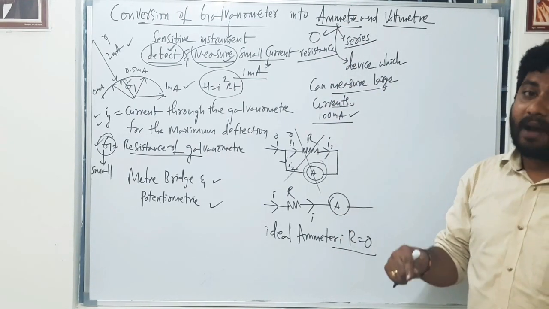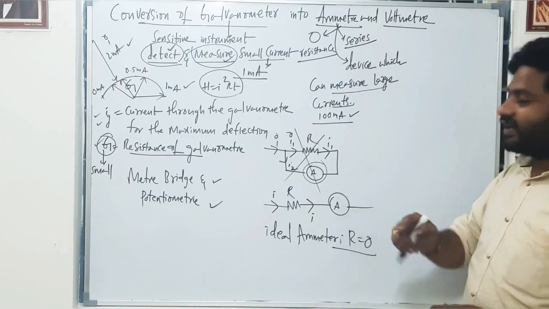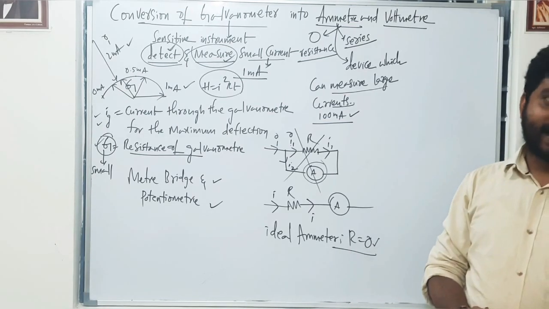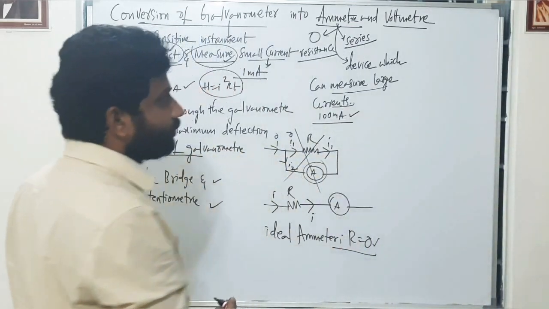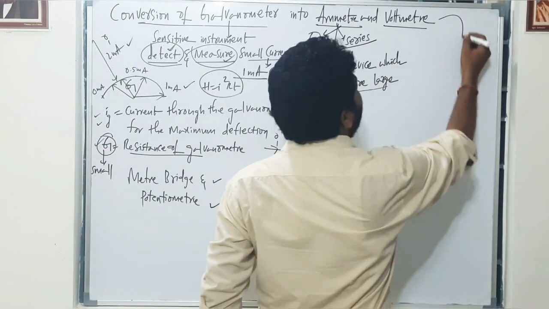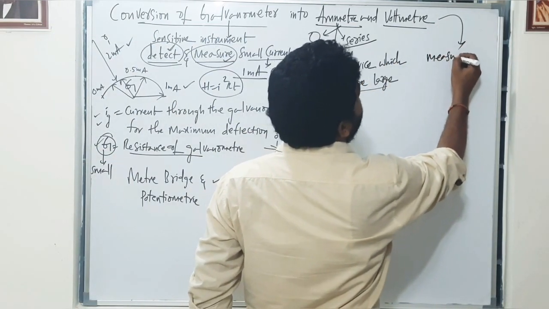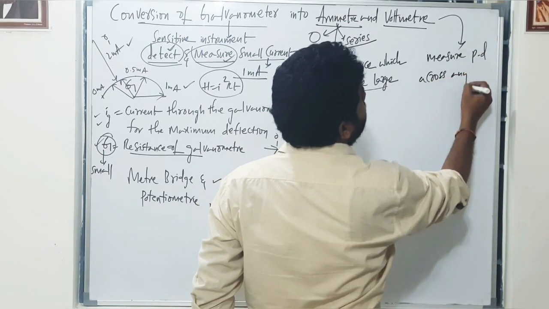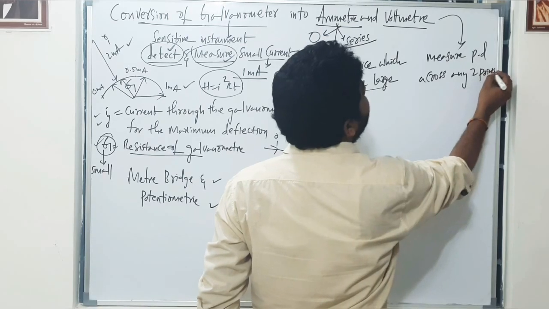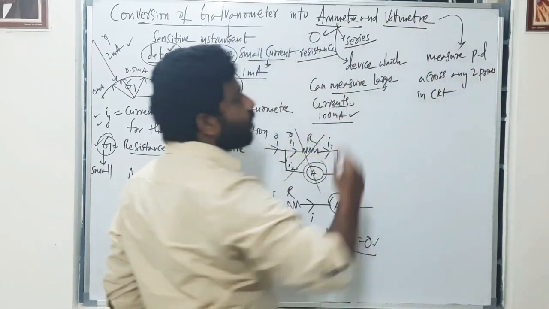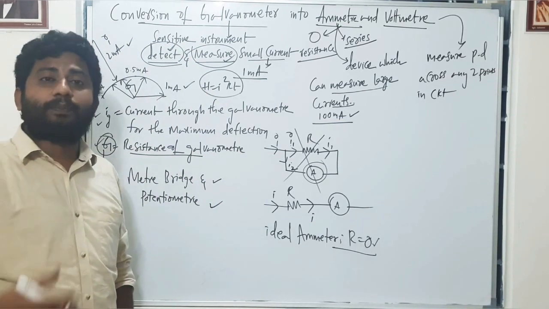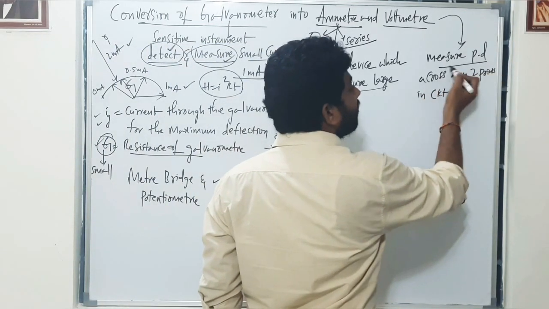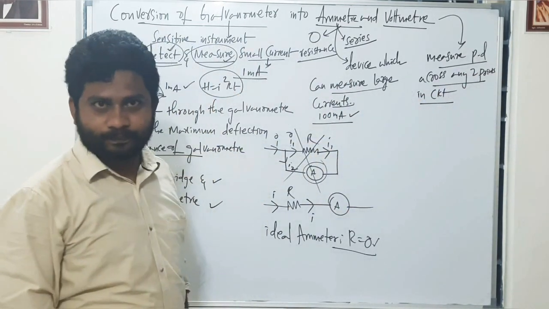In which way do we connect the ammeter in the circuit? In series combination. Ideal ammeter will have zero resistance. Now let's move on to the voltmeter. A voltmeter is a device which measures the potential difference across any 2 points in the circuit. That's how the voltmeter works, right? That's the purpose of the voltmeter in an electric circuit. It can measure the potential difference across any 2 points in the circuit.